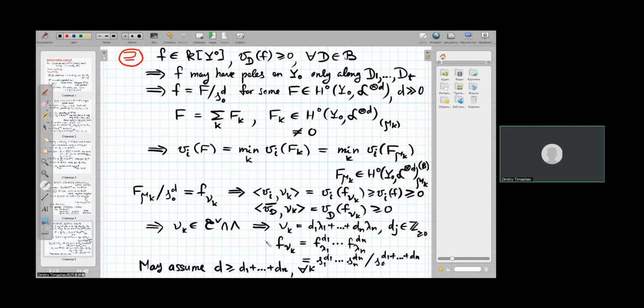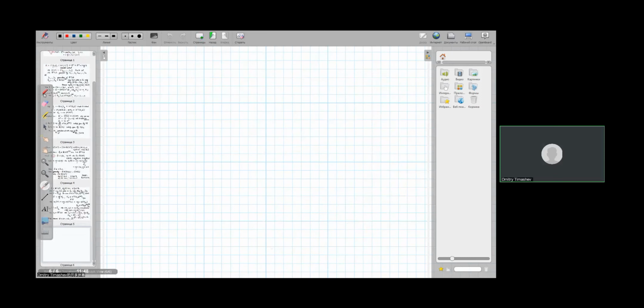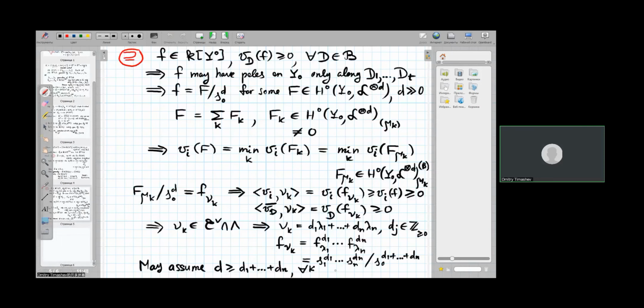So there is no loss of generality in assuming that d is greater or equal than all these sums. But if it is so, then let me come back here. Then we can multiply. So let's compare this fraction and this fraction. These two fractions are equal. They give one and the same function.